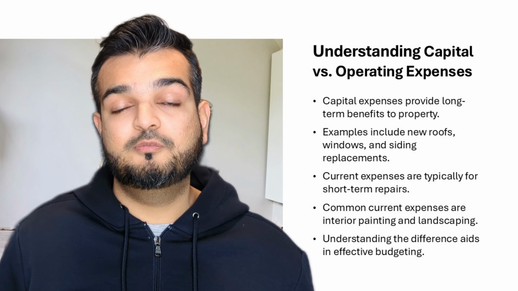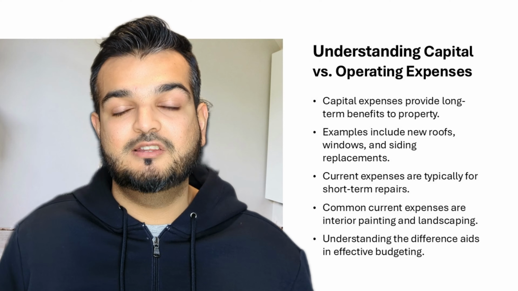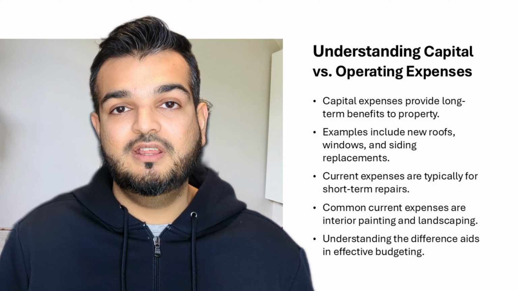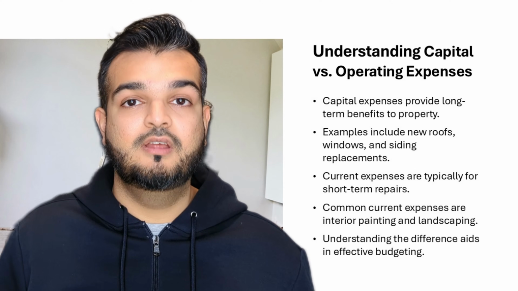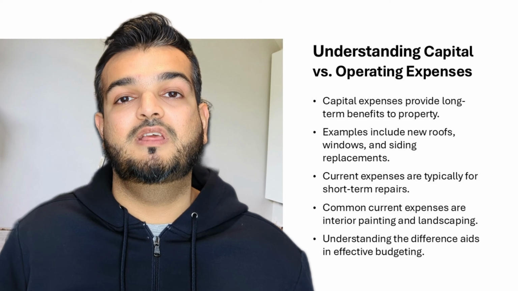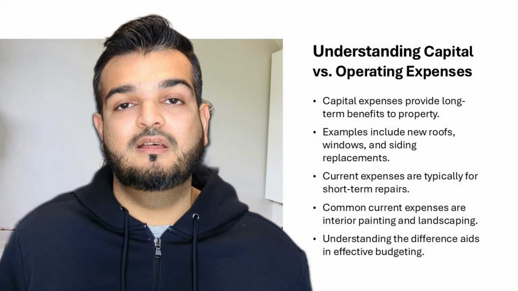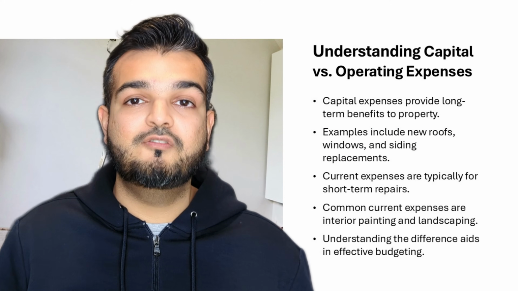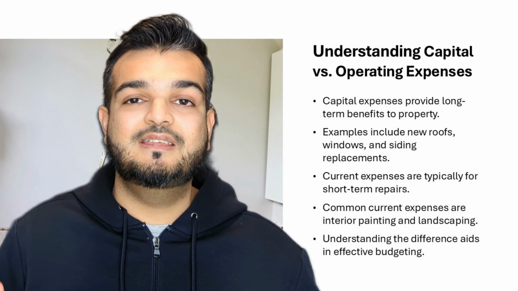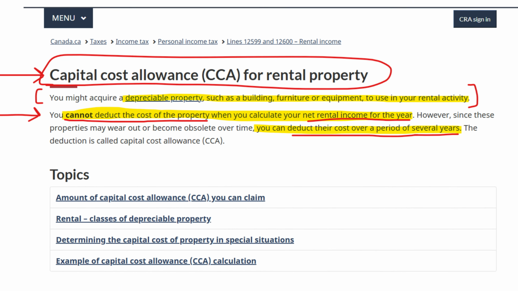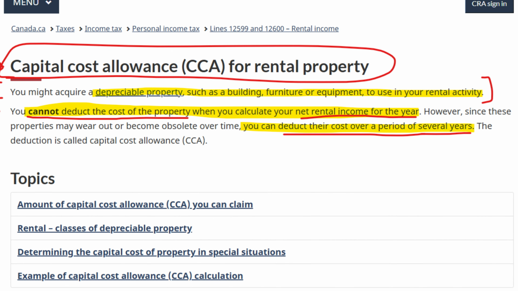It's important to know the difference between operating expenses and capital expenses because they are recorded and taxed differently on the T776 form. For example, capital expenses may include things like installing a new roof, installing new windows, installing a new HVAC system. You get the idea. These expenses improve the condition of your property over the long term. That's the key difference. And these types of expenses, the capital expenses, you can't deduct them right away because they are capitalized and depreciated over a certain period of time. And this depreciation is called capital cost allowance, or the CCA rate.